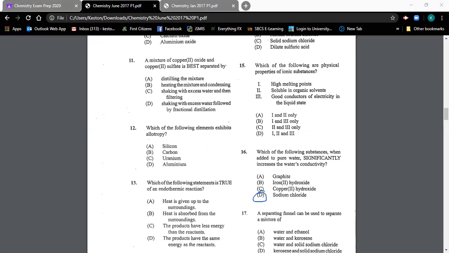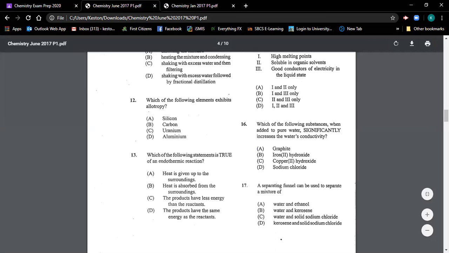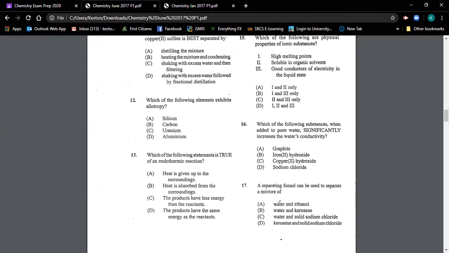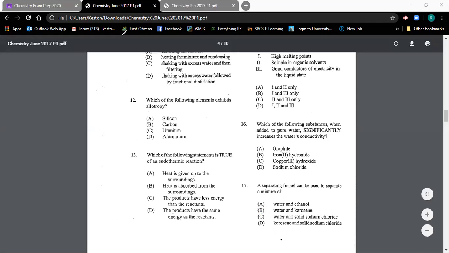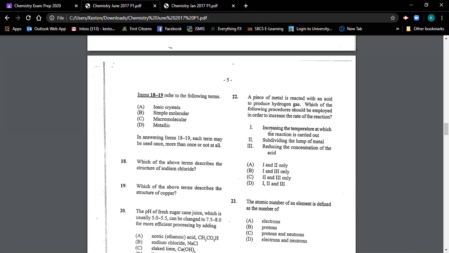17, a separating funnel can be used to separate a mixture of which two? Water and ethanol, water and kerosene, water and solid sodium chloride, kerosene and solid sodium chloride. I think everybody already gave me the answer there. Water and kerosene. You'd be able to use a separating funnel there. Just tap out, whichever is lighter is going to float up to the top, and then you tap off to the bottom.